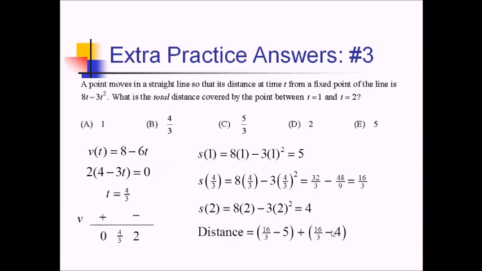So I've got 16 thirds minus 15 thirds is 1/3. Over here I have 16 thirds minus 12 thirds. That's 4 thirds. So I've got 1/3 plus 4 thirds is 5 thirds. And that is choice C.